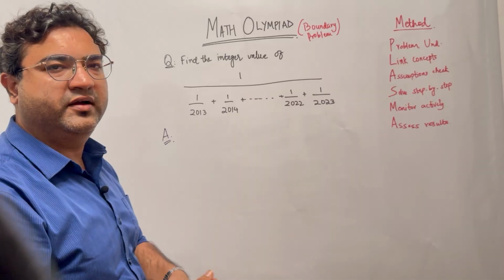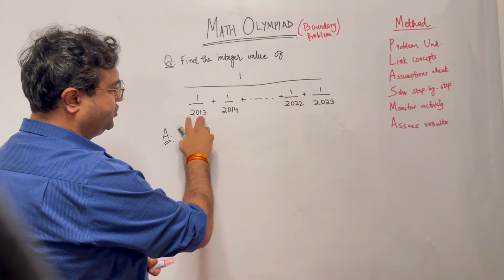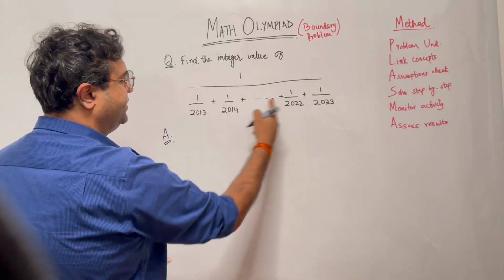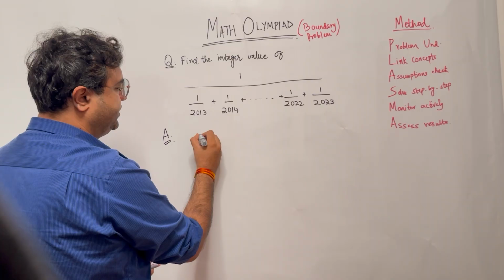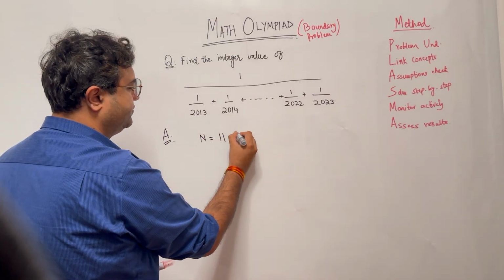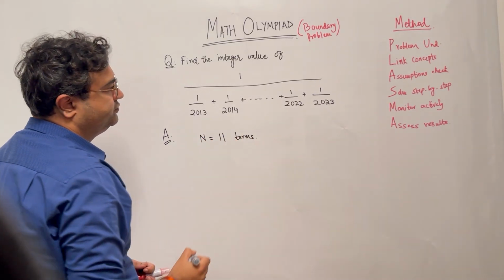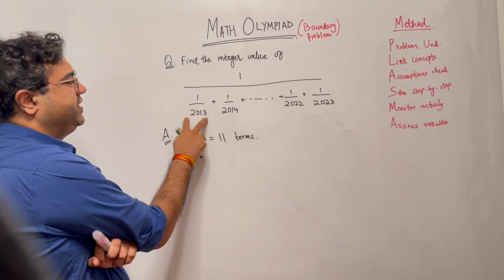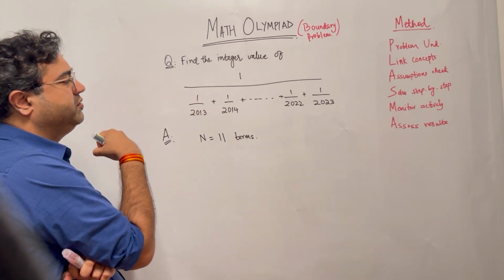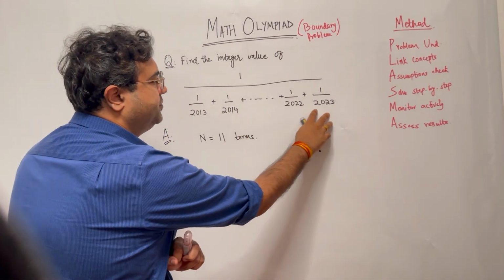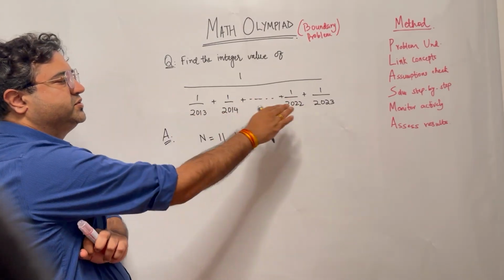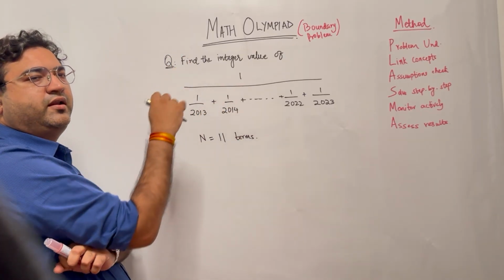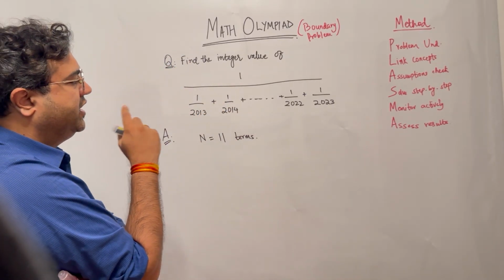First, let's see how many terms there are. It starts with 2013 and ends with 2023, so there are 2023 minus 2013 plus 1, which is 11 terms. Now, this is a very large number in the denominator, so each term will be small. Adding all 11 terms, the sum will still be much smaller. But since these are small, 1 upon this will make it large again.